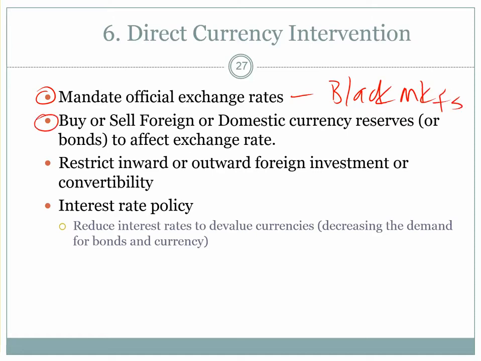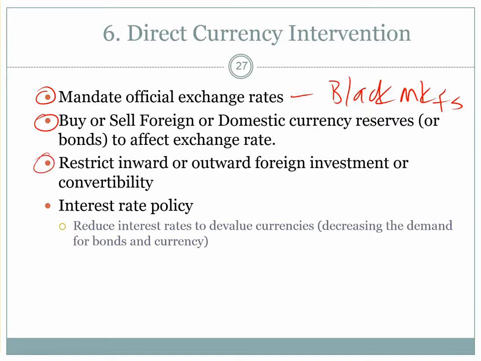Countries can just buy and sell foreign reserves to manipulate the currency. So, for example, if the Japanese thought their currency was overvalued, they could start selling their currency and buying dollars to bid up the price of the dollar and bid down the price of their yen.